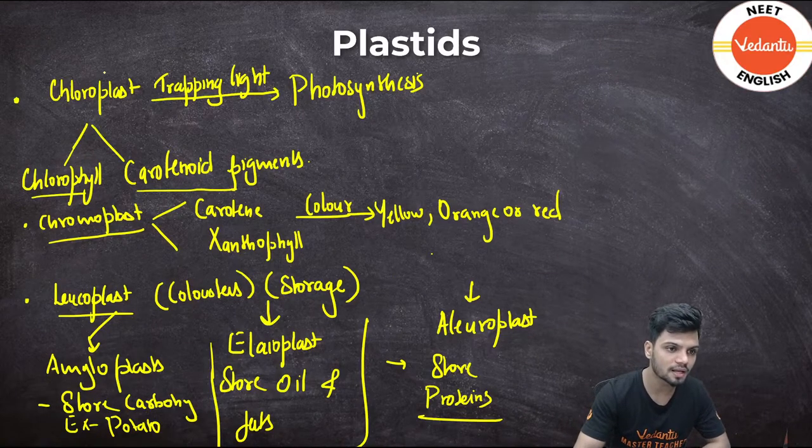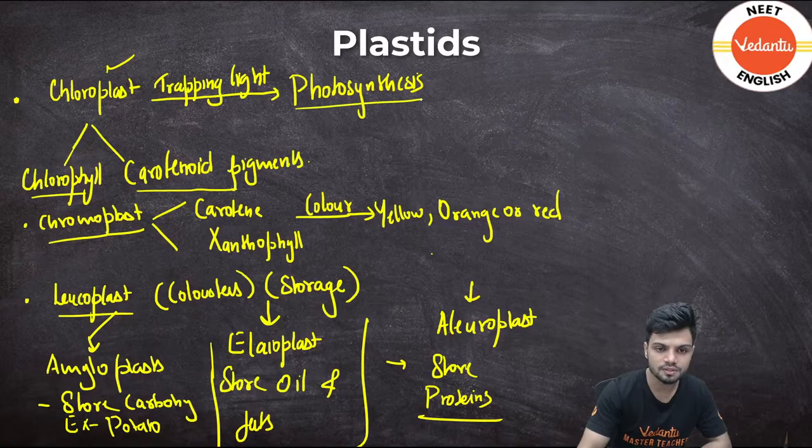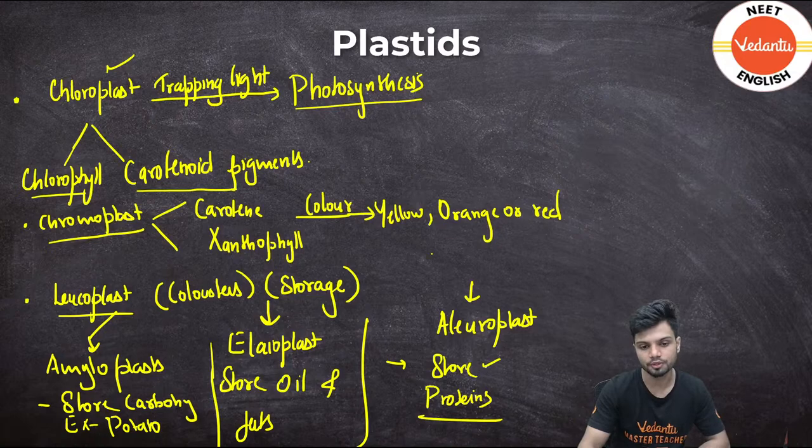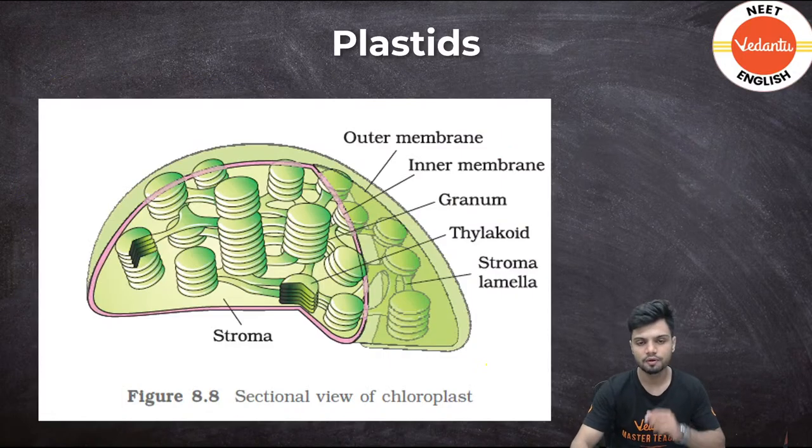We have the chloroplast, that is trapping of light, photosynthesis. Then we have chromoplast, that is carotenoids and xanthophylls, that provide color, orange or red. Then we have leucoplast, which is colorless and therefore storage. That is amyloplast, elaioplast and aleuroplast. Amyloplast stores carbohydrates. Elaioplast is storage of oil and fats. Aleuroplast is storage of proteins. That is the different types of plastid.